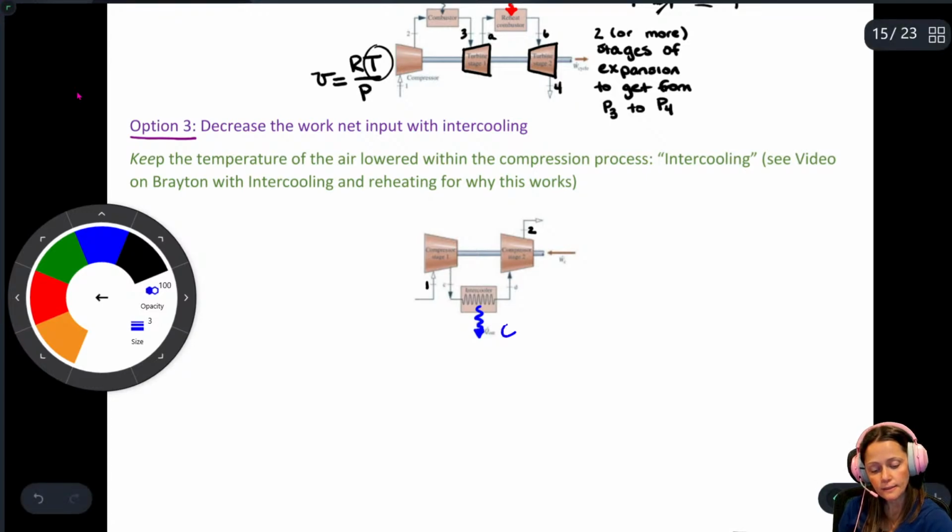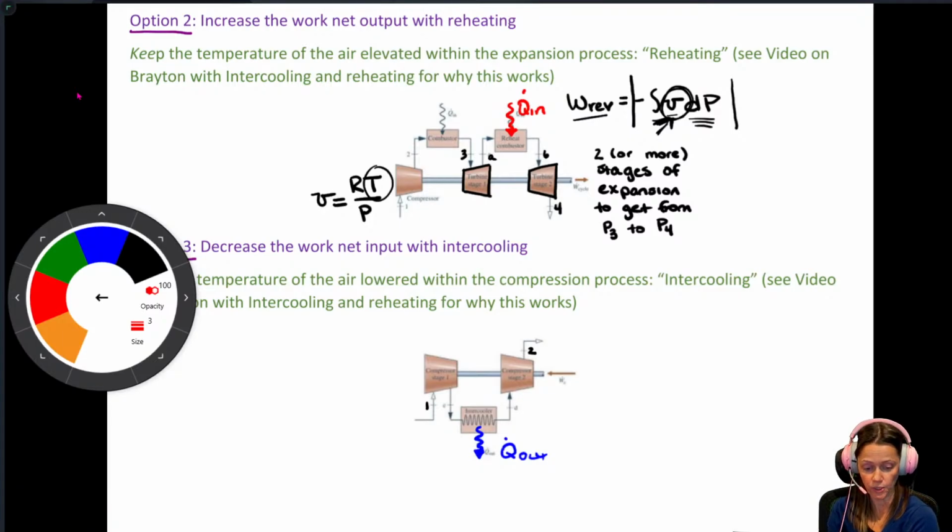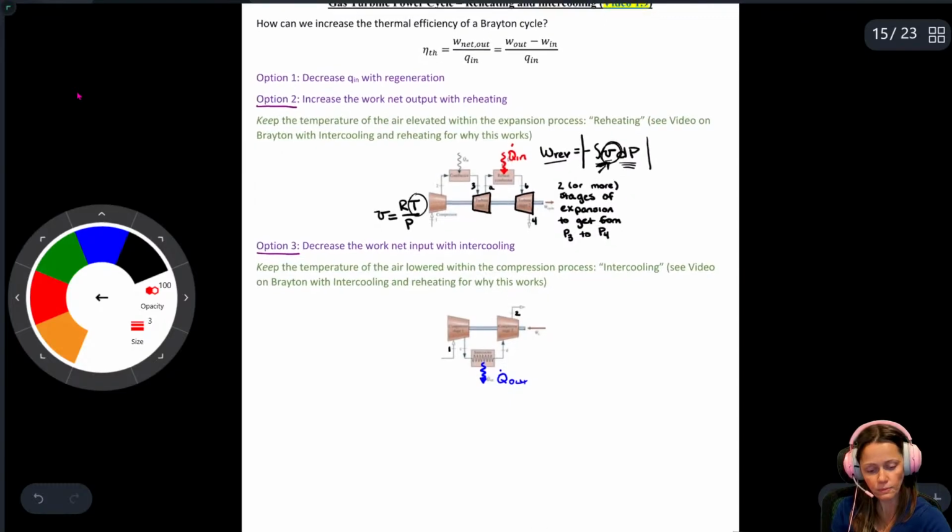These, like this Q dot out, this Q dot in, those guys, they do get factored into the overall thermal efficiency equation, because those are a Q dot in into the cycle, and that is a Q dot out of the cycle.